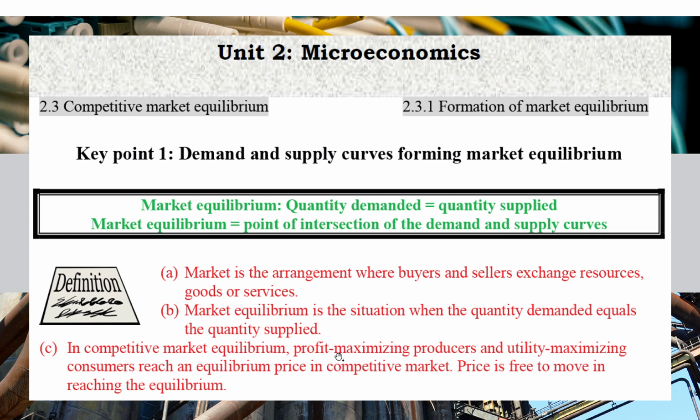Remember, marginal utility, marginal cost, marginal benefits. And they will reach an equilibrium price in competition by themselves. They all want to maximize their own goodness, but they will attain equilibrium for the social goodness. And price is free to move. Free to move means that no one has power on it. No one has power on the price. All are price takers, so price is free to move. We'll see it clearly later.